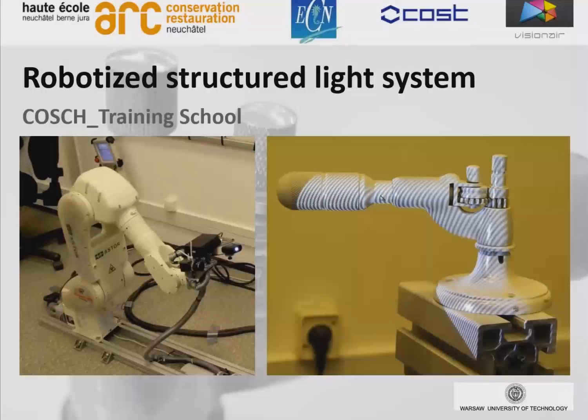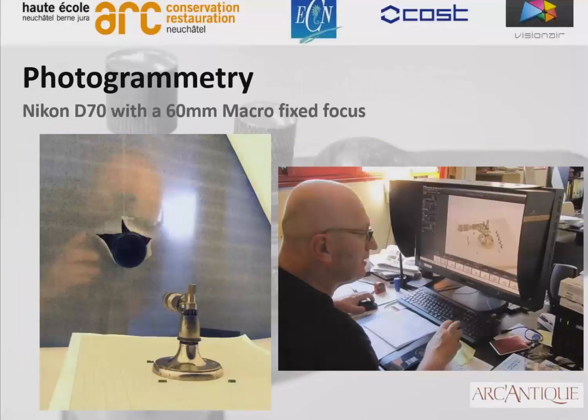And then after that, I decided to apply for a TNA and also a short-term scientific mission held by the Cost program. I had the possibility to go to Nantes, to the École Centrale de Nantes, and I tested two other methods to scan my object. Here it was in Arcantic, and we tested photogrammetry. Here it was a Nikon D70 with a 60mm macro fixed focus, and you see on the left the camera and the photograph. And then we treated all the information. It was about 200 pictures.